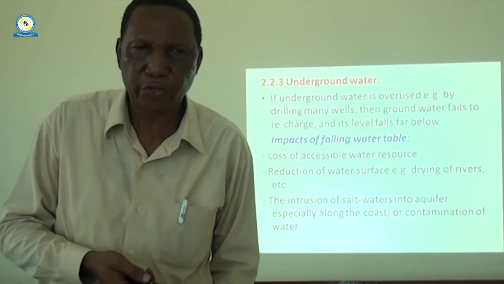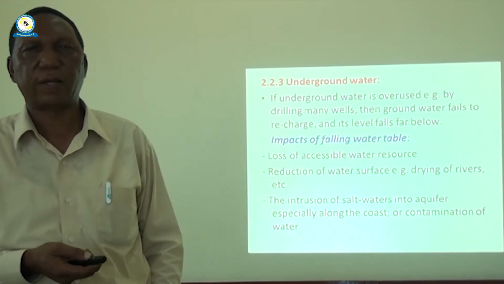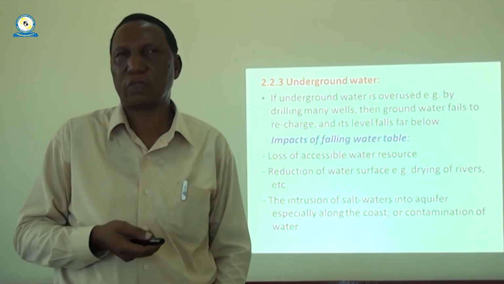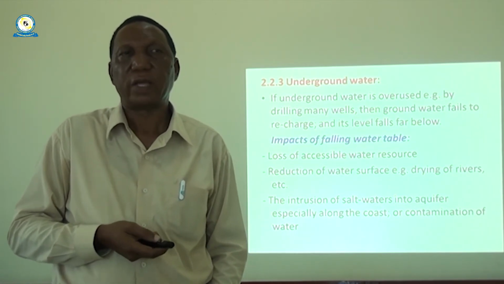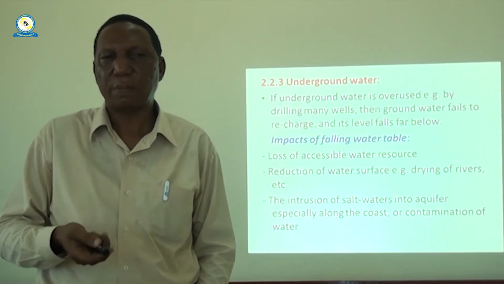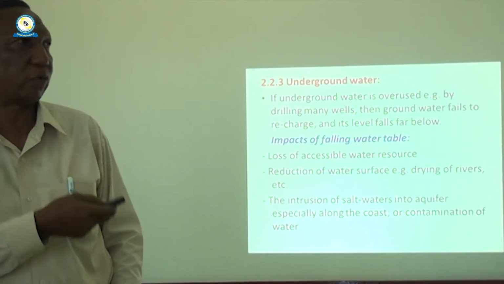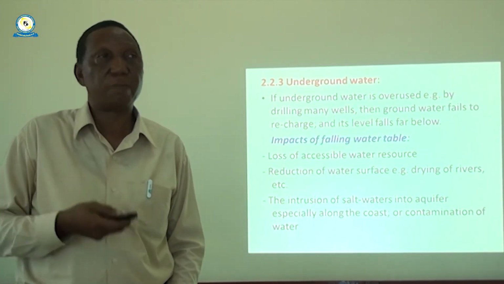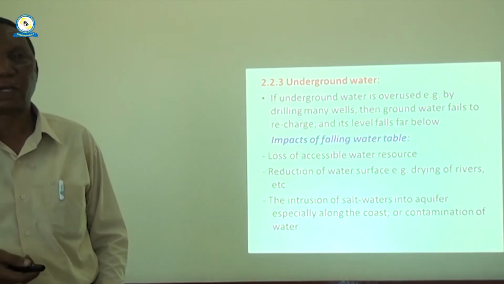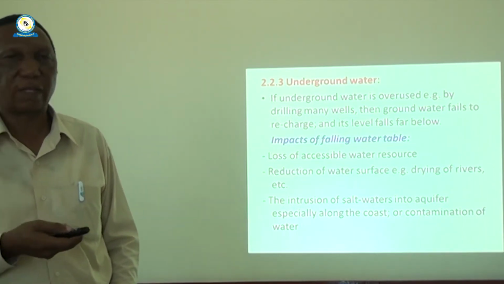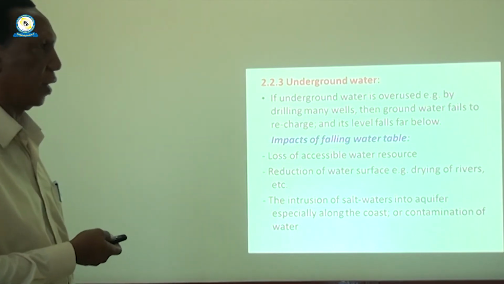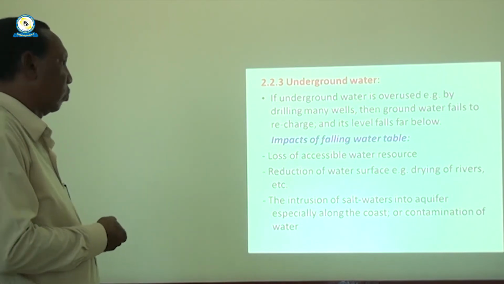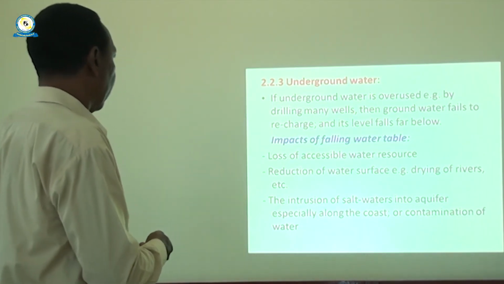Also, the intrusion of salt water into aquifers. As water shrinks, it means some rocks, salt rocks, contaminate the water. So even that little water which remains is also contaminated. So you can see how the impact of environmental degradation can go down to the impact on water quality.